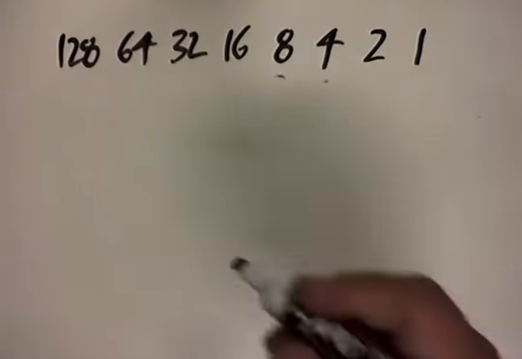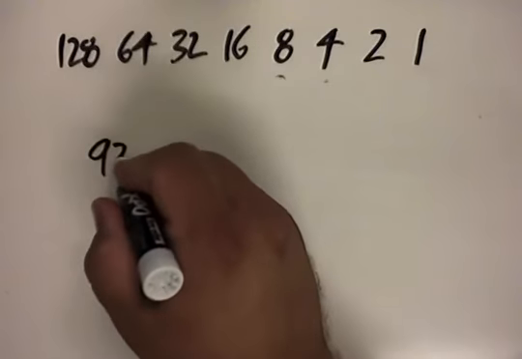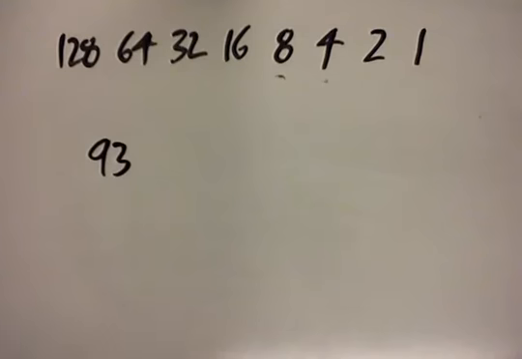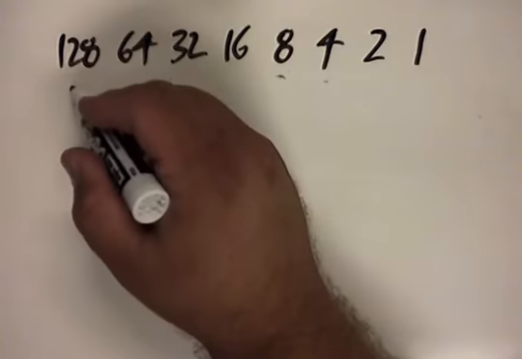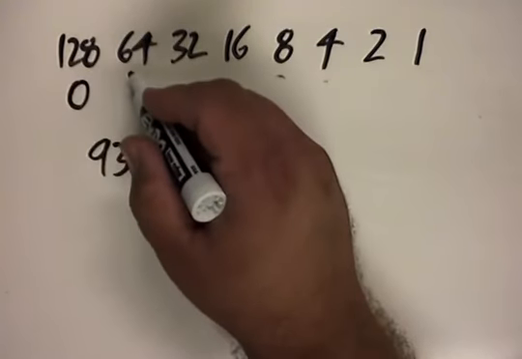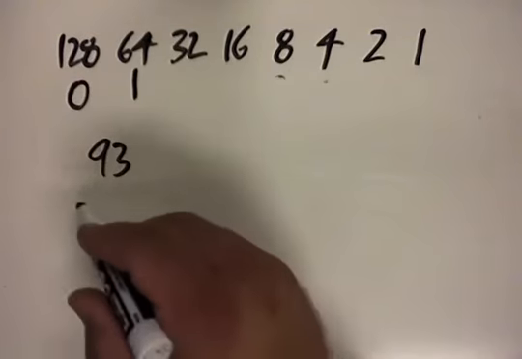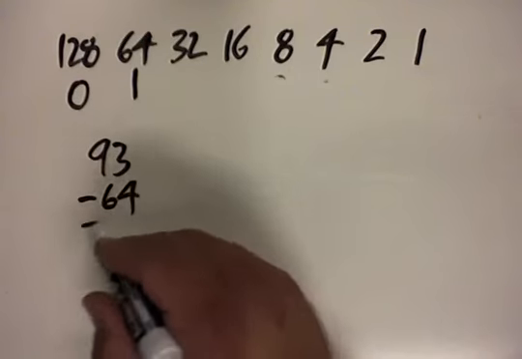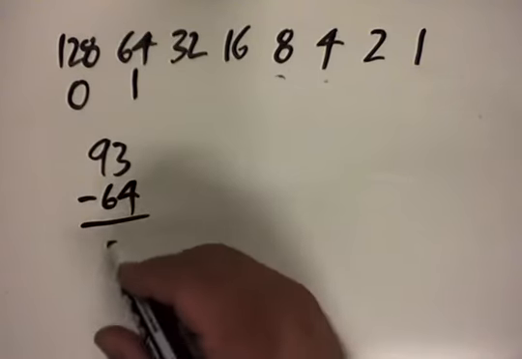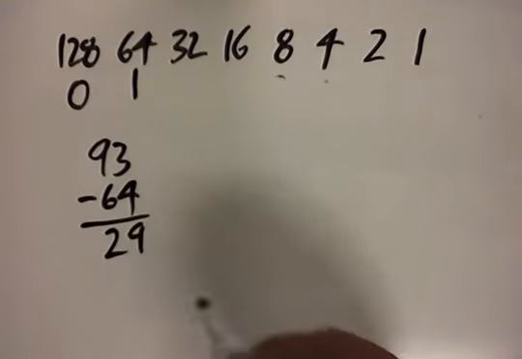Let's take the number 93. And again, we'll start subtracting place values. I can't subtract 128, but I can subtract 64. Okay, so I'll indicate that I'm using that. So 64. When I subtract 64 from that, I'm left with 29.